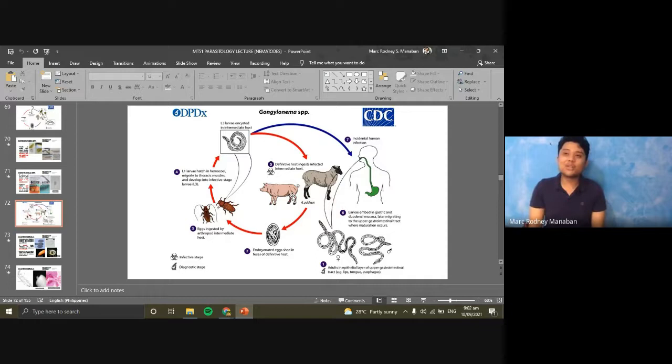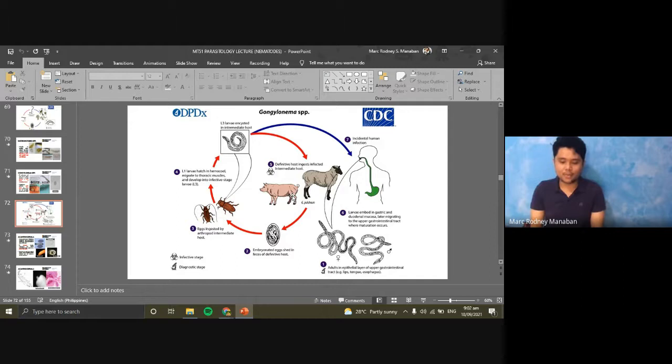Alright, so again, the mode of transmission is ingestion of the larva. Alright, and most of the time, it's adults that are found in your oral cavity. Okay? Alright, so that's for Gongylonema pulchrum. That's why it's called gullet worm. Right? Gullet means esophagus. Because again, it matures in the esophagus or the oral cavity, in the upper GI tract. Okay? So that's for Gongylonema pulchrum.